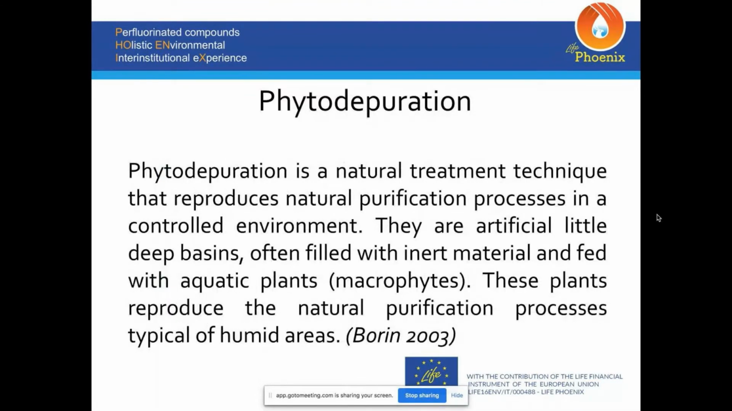I think that you know very well what phytodepuration is. There are hundreds of possible definitions of phytodepuration. This is just one, the easiest I have found on the web in different papers. This is one from Professor Borin of the Agriculture Department: phytodepuration is a natural treatment technique that reproduces natural purification processes that normally happen in a natural environment, and that is possible to perform also in a controlled environment.